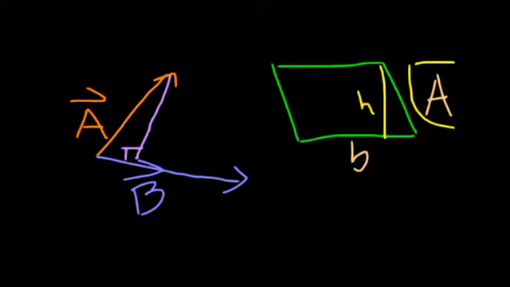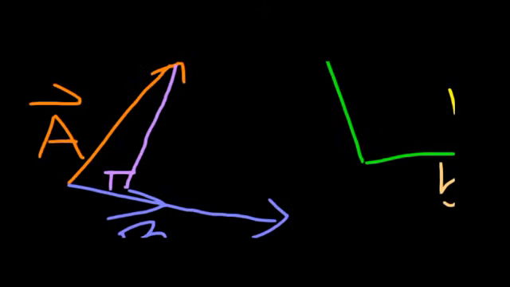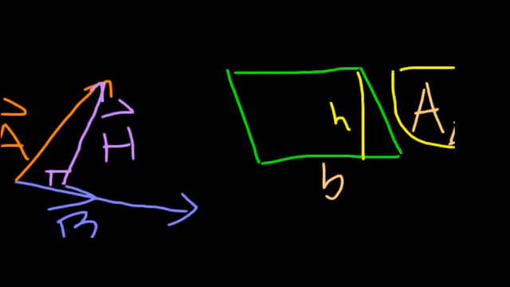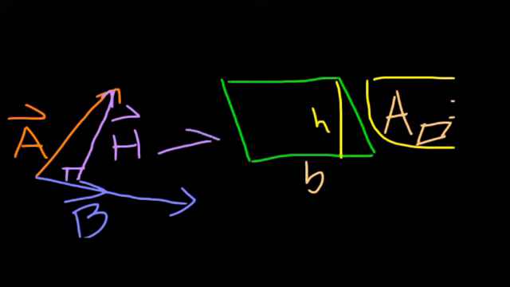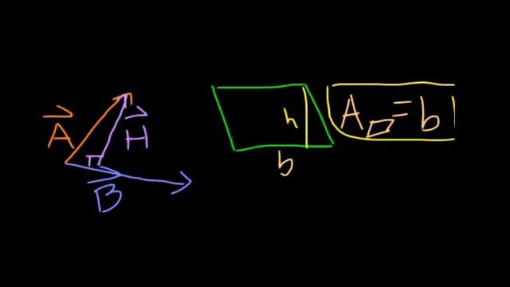Now, look at this. This is beautiful. Let's call this vector H for obvious reasons. Look at this. Do they look similar? Yes, they do. You're going to multiply the base times the height, and here you would want to multiply the base and the vector that is perpendicular to B, which is essentially height.